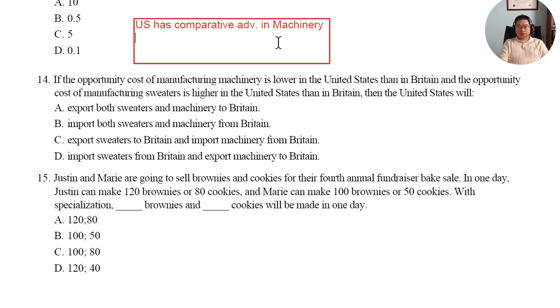Okay, and then the next sentence, the opportunity cost of manufacturing sweaters is higher in the United States than in Britain. Now we can conclude that Britain has comparative advantage in what? Sweaters. All right, that's the conclusion we should get.